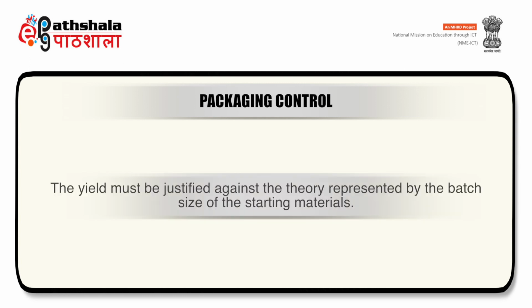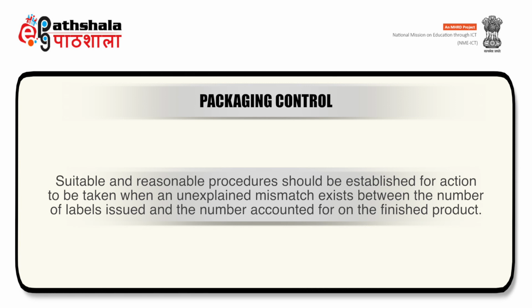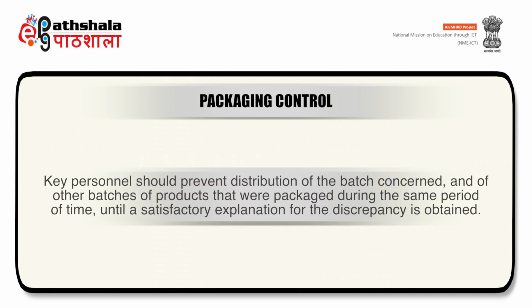The yield must be justified against the theory represented by batch size of the starting materials. Suitable and reasonable procedures should be established for action to be taken when an unexplained mismatch exists between the number of labels issued and the number accounted for on the finished product. Key personnel should prevent distribution of the batch concerned and of other batches of products that were packaged during the same period of time until a satisfactory explanation for discrepancies is obtained.